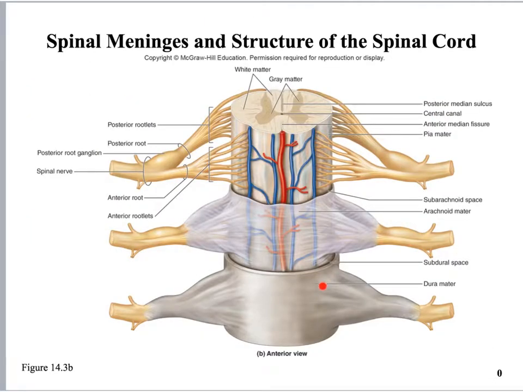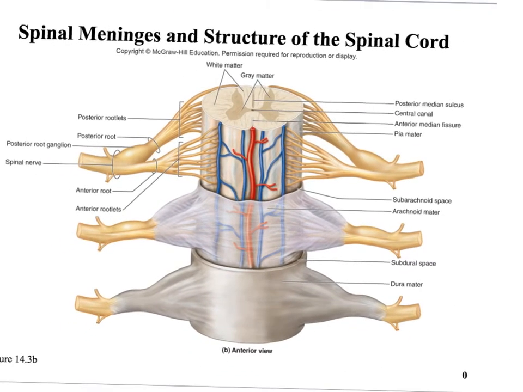Here's another look at the roots and the different meninges. You have the dura mater here on the outside. Underneath that is the arachnoid, which kind of looks like a webbing, and then the pia mater is this whitish covering around the spinal cord, and you can see that really well on a piece of the spinal cord if you were to dissect it.